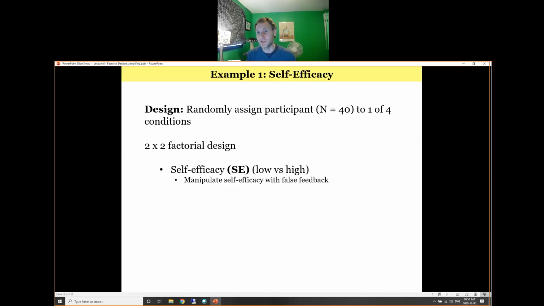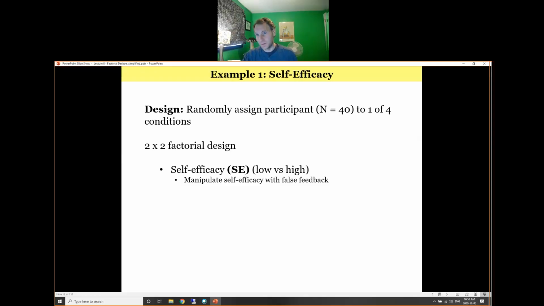So in the low condition, what we had is we had everyone do a task that was ambiguous to them. It was a new task. I think it was a stock prediction task, and it was just a game we made up, basically. So we had them do a practice trial, and then we gave them some feedback. But the feedback was false, right? So we either gave them feedback telling them that they did very well, so that was the high self-efficacy condition, or we gave them feedback telling them that they did very poorly, and that was the low self-efficacy condition.